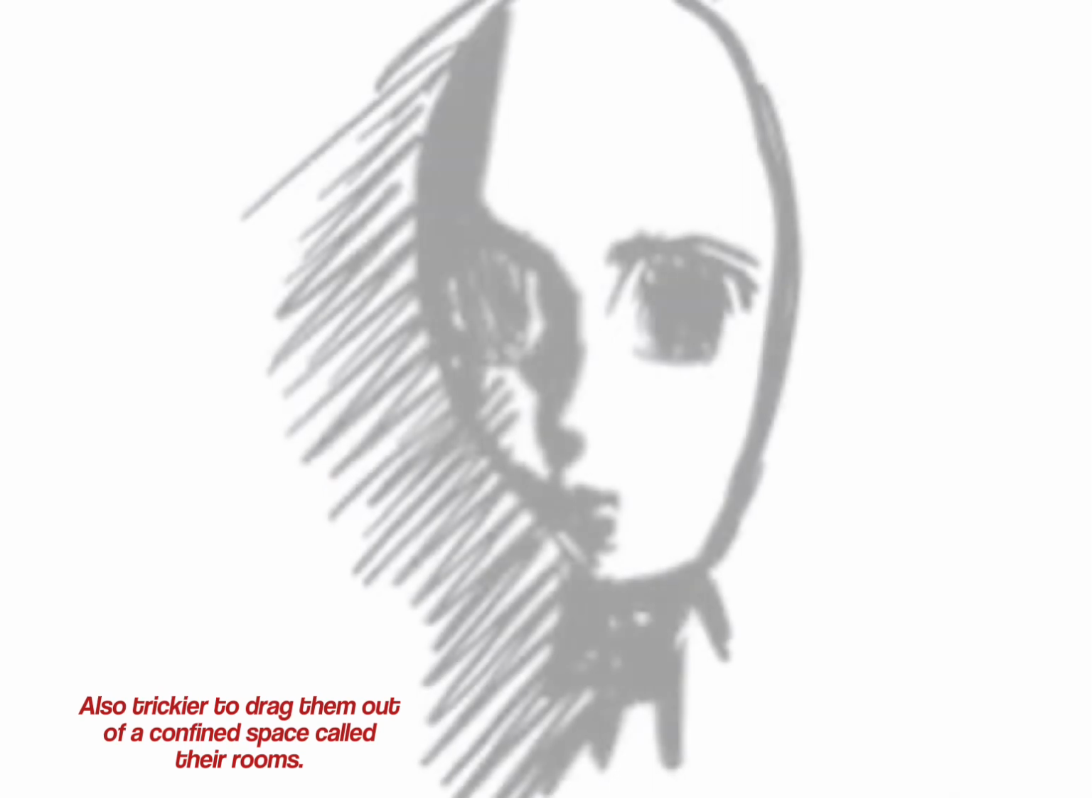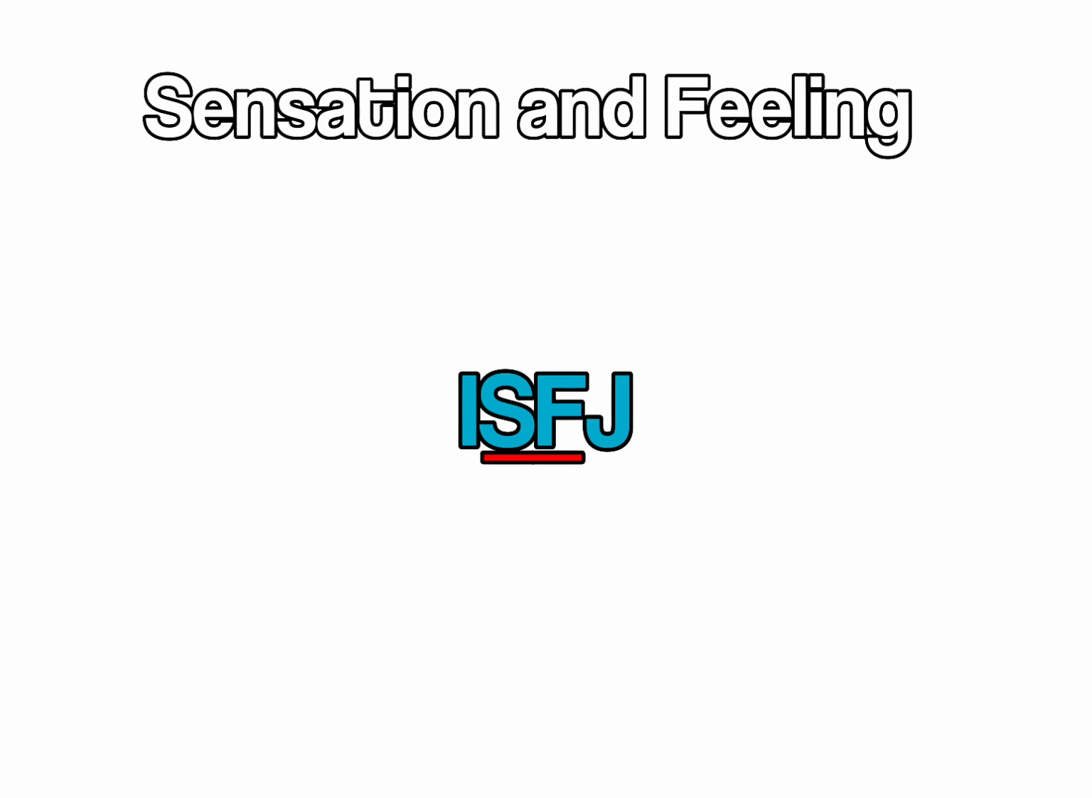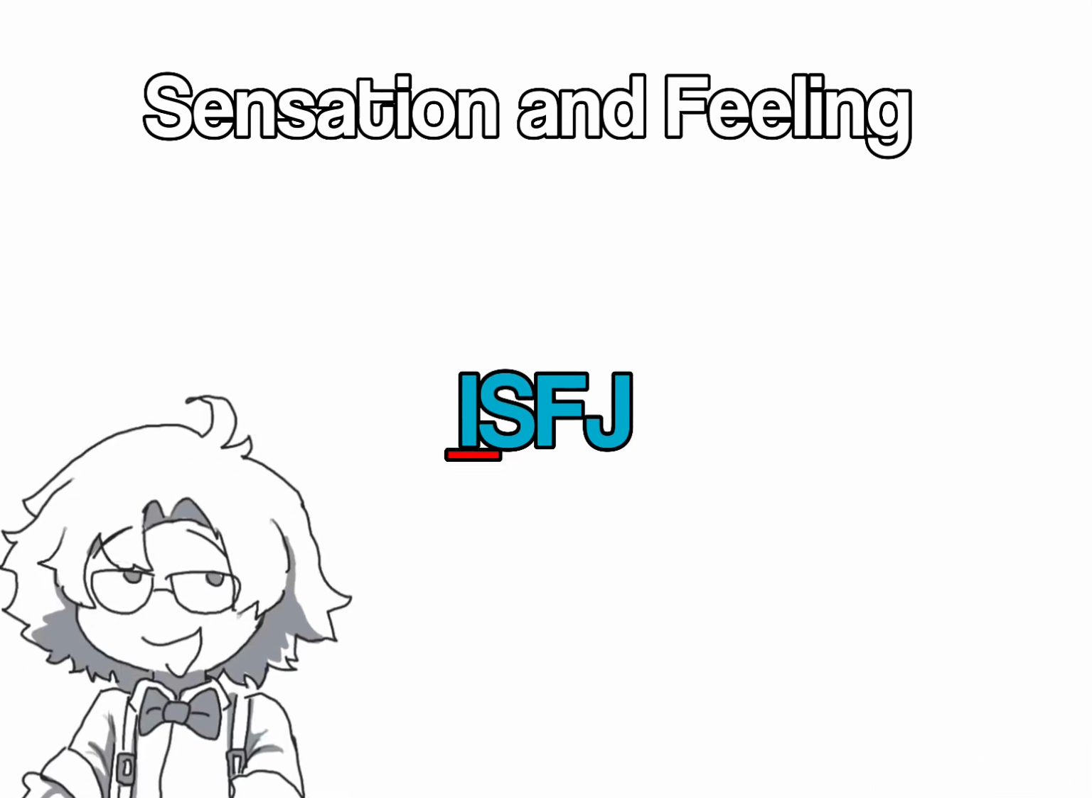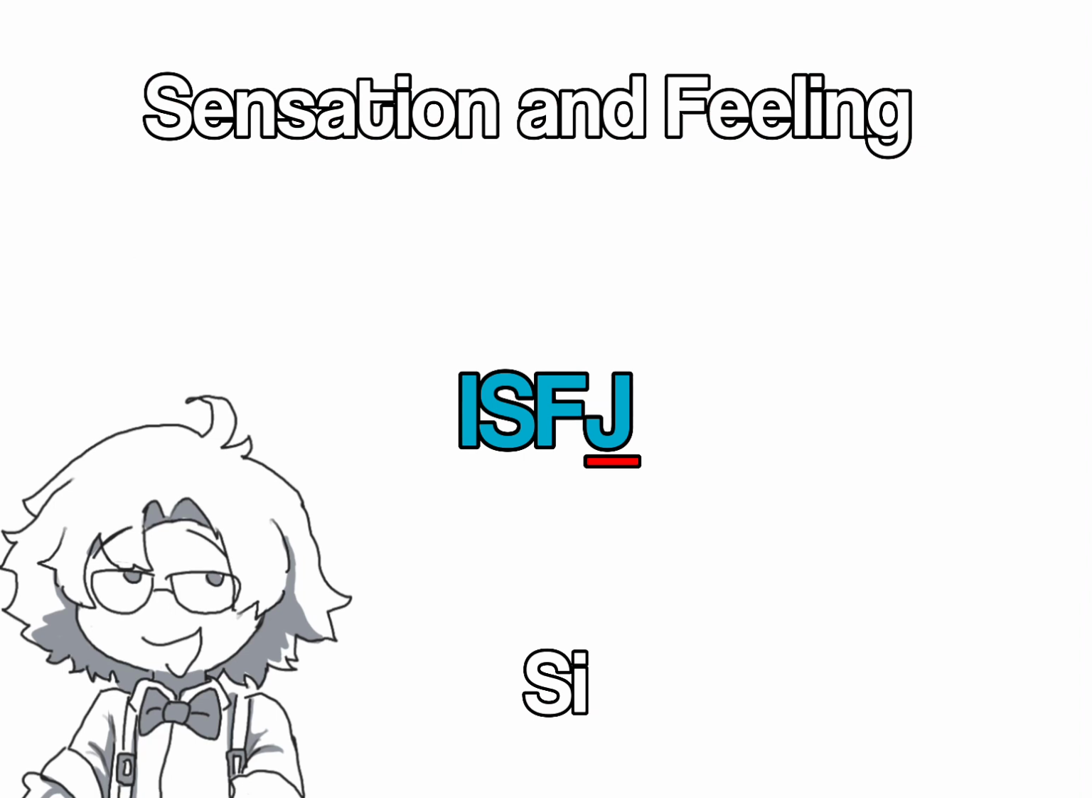Also trickier to drag them out of a confined space called their rooms. Let's take ISFJ as an example. If we apply what we did back then, we would know that our dominant functions are sensation and feeling. And we know it is introverted by the first letter. Since the last letter is judging, it must be F or T. Oh wait, no. Since the last letter is referring to the auxiliary function, the dominant must be perceiving, like N or S. So the dominant will be si.